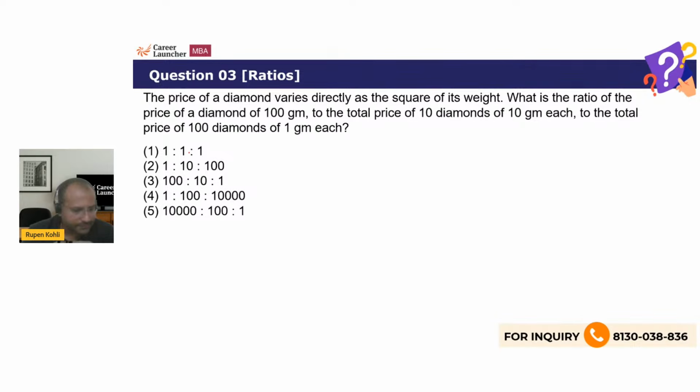Okay, fine, Anand. Right, so something on ratios.